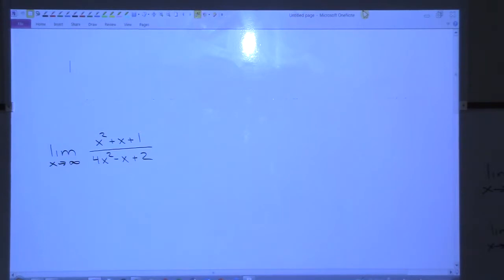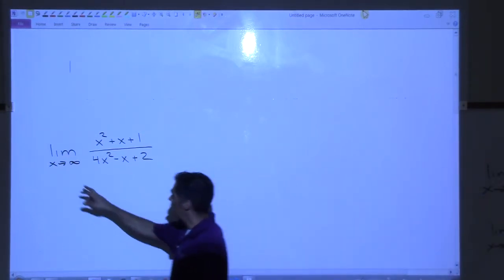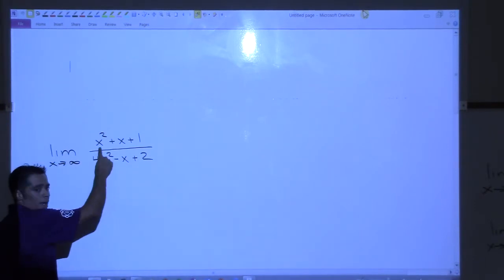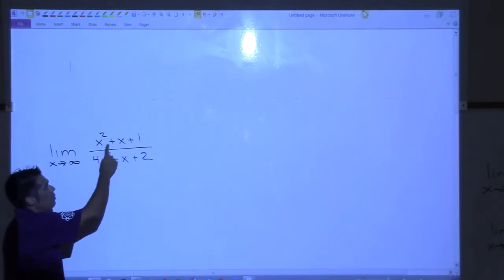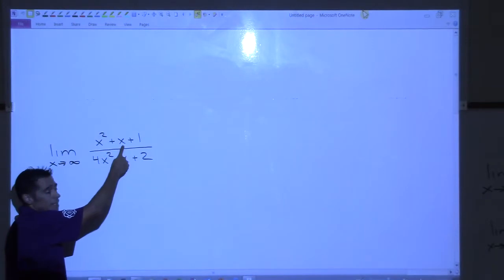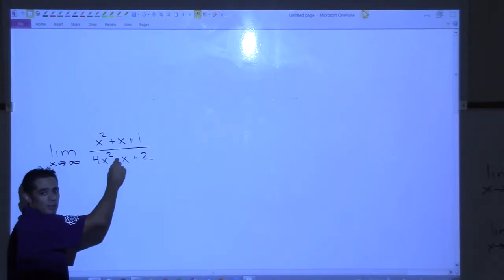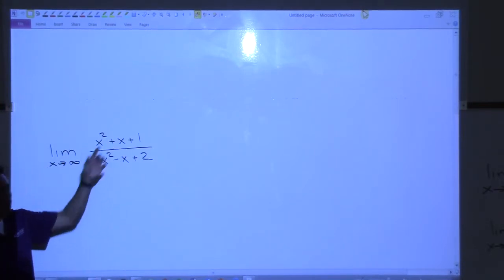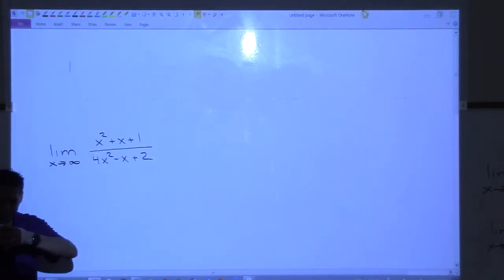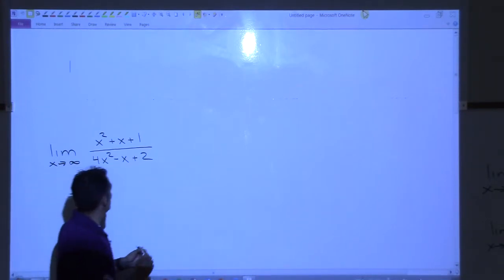Okay. So on this, if x goes to infinity, what does x squared head towards? Infinity plus infinity. What's infinity plus infinity? Infinity, okay, plus 1. What's infinity plus 1? Still infinity, all right? So the numerator is becoming infinite. The whole idea is that it's just blowing up, right? So the numerator is headed to infinity.